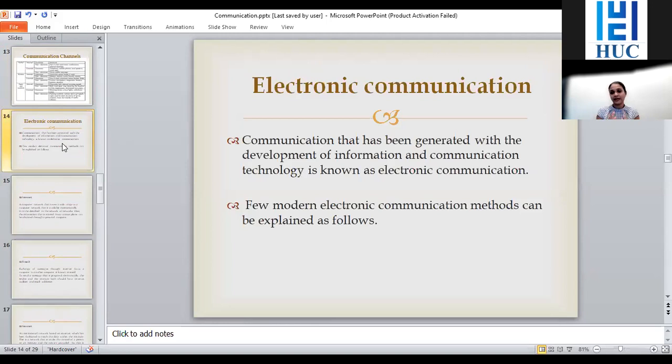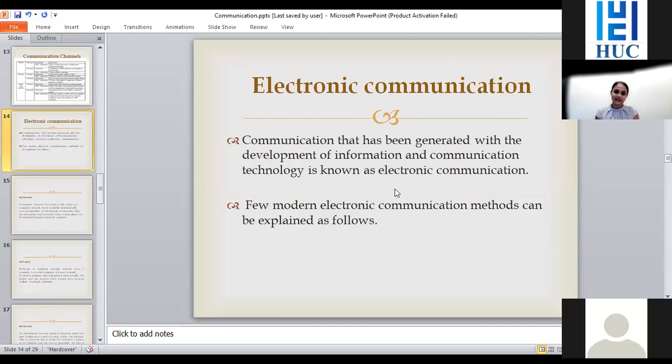This is not very difficult things, right? We all very familiar with these things. In electronic, what is electronic communication? Communication that has been generated with the development of information and communication technology is known as electronic communication. So when we are using electronic methods to share our information, when we are using technology to do the communication, we call that the electronic communication.